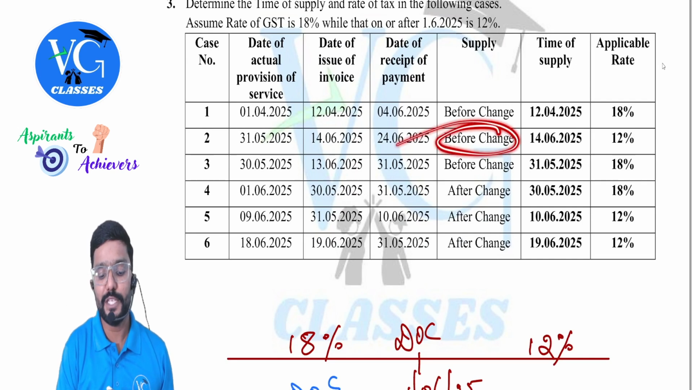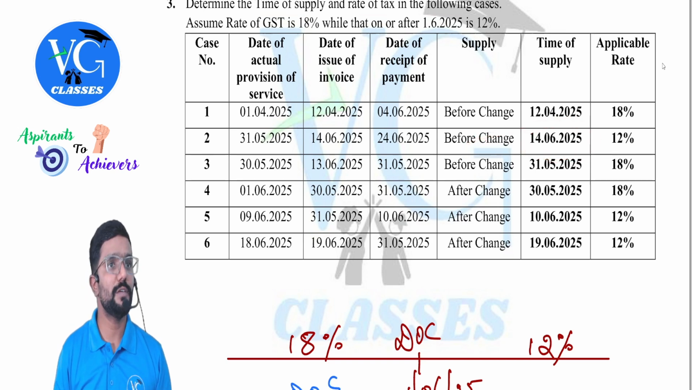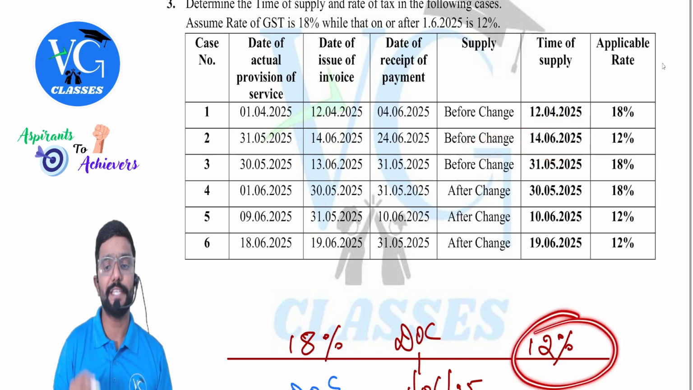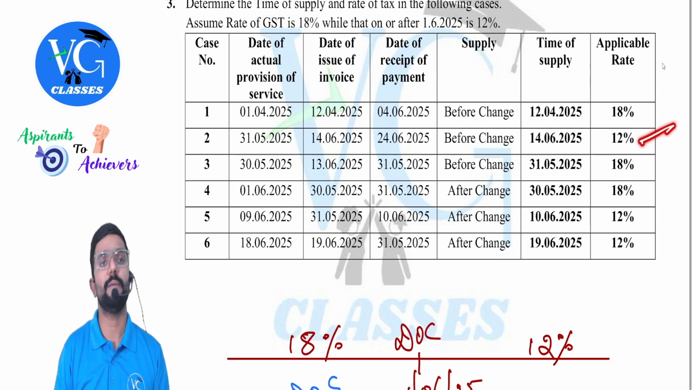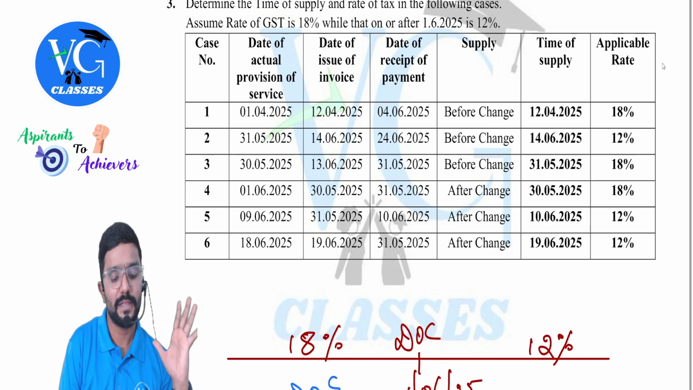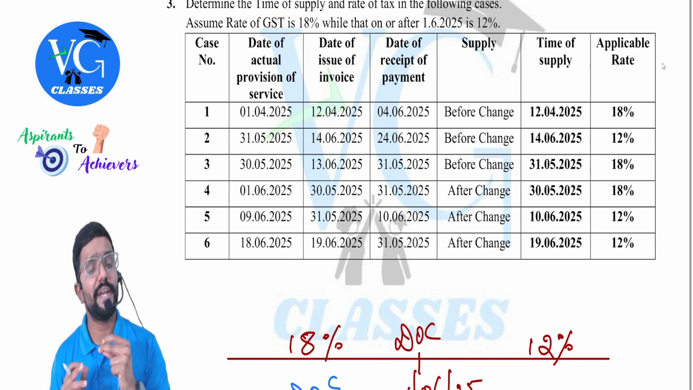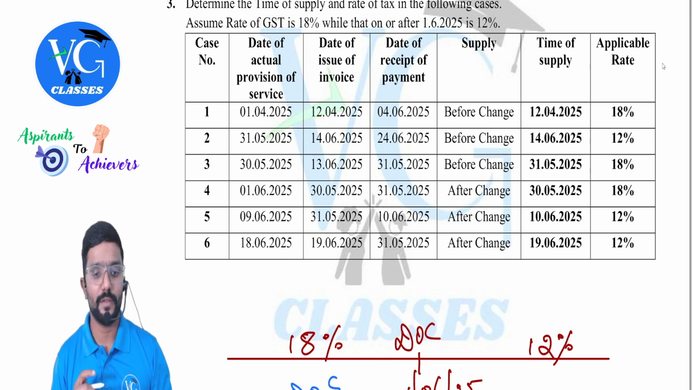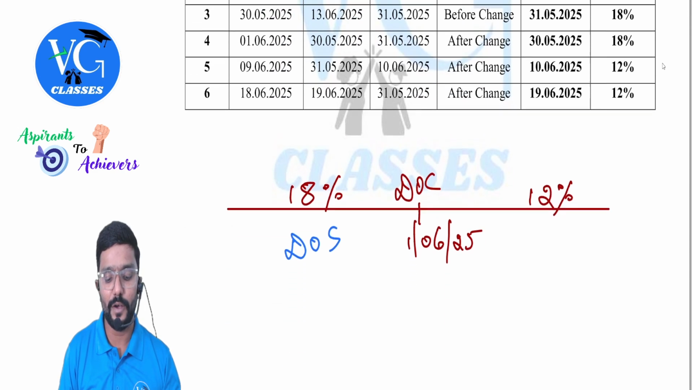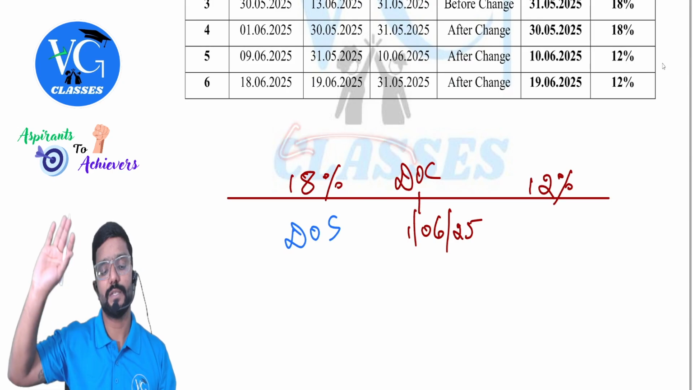So supply is before the change. I need to take whichever is earlier, 14th June. On 14th June, what was the rate? 12%. That will be applicable. Third case. Date of supply is 30th May. Where will it fall? Before the change, guys.